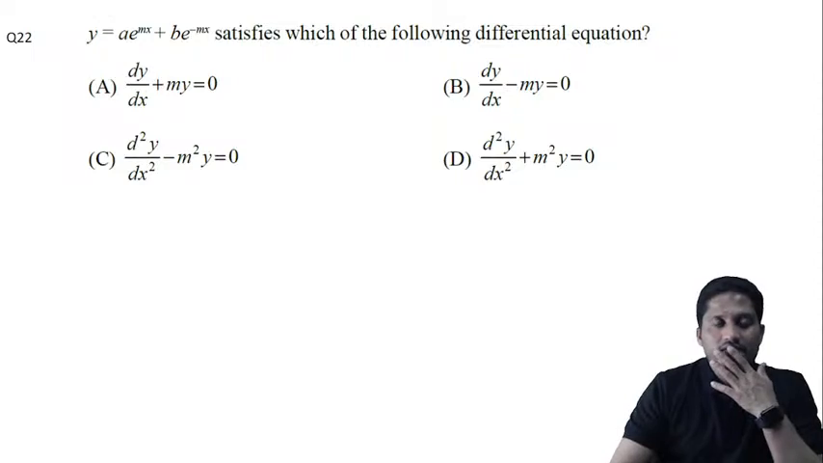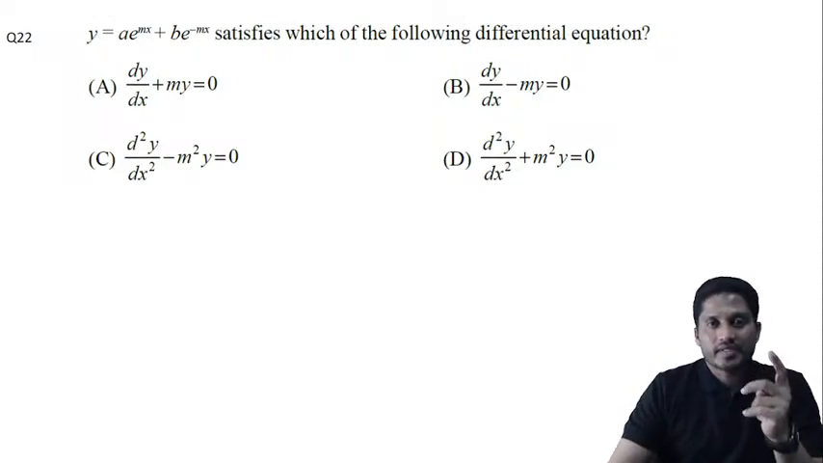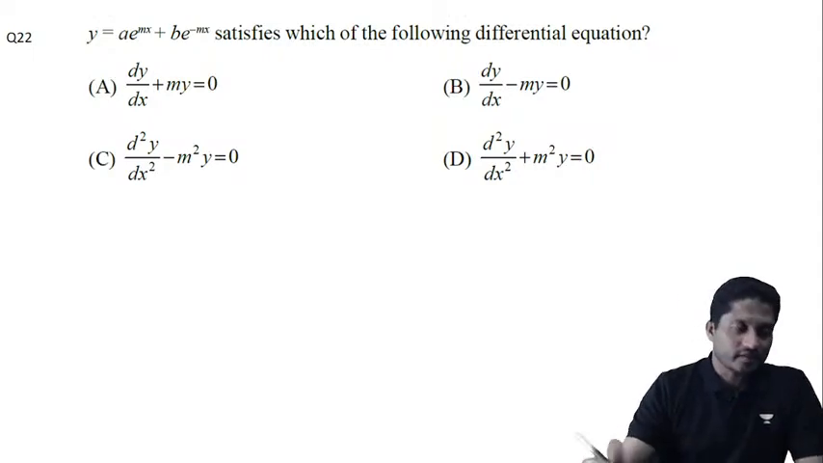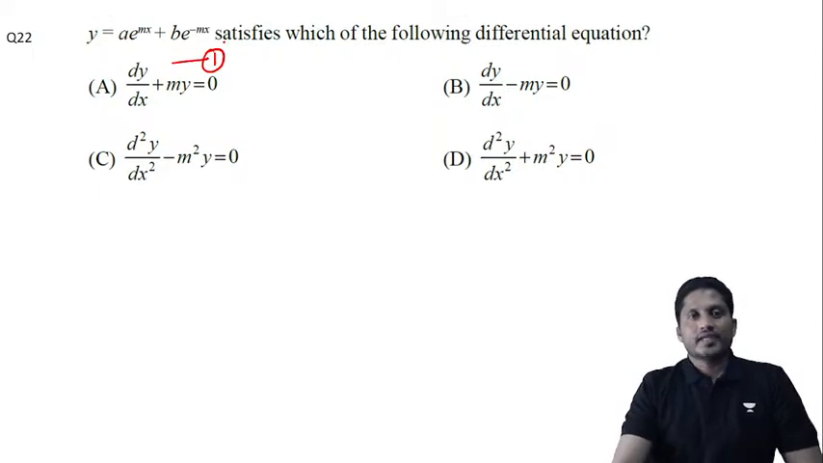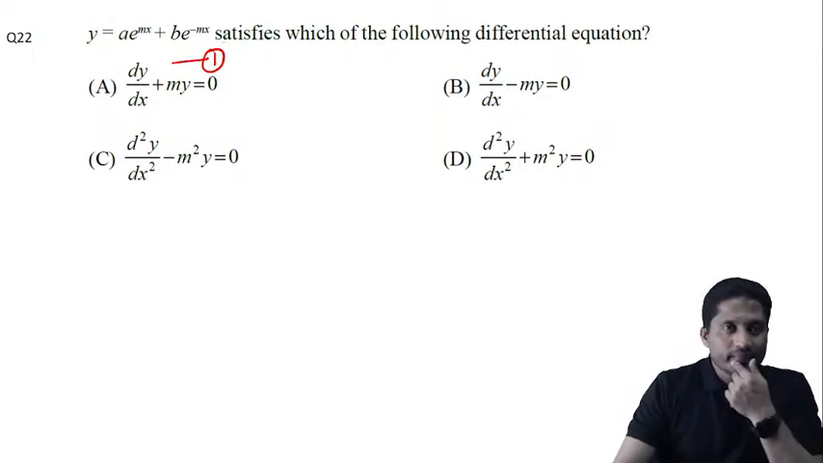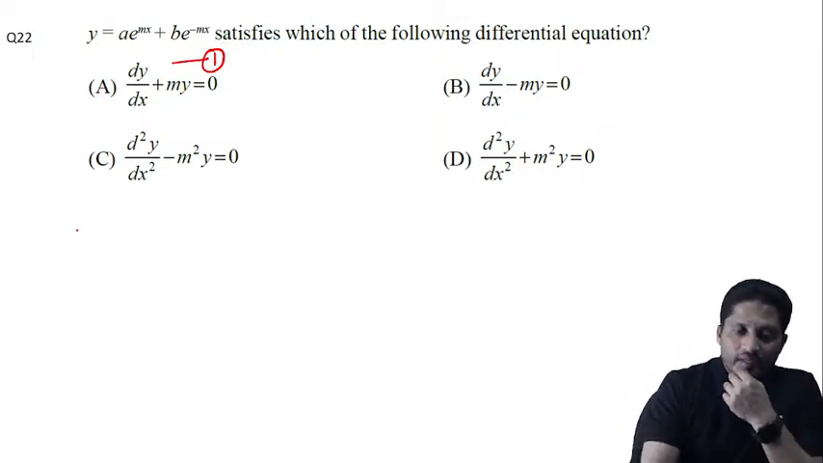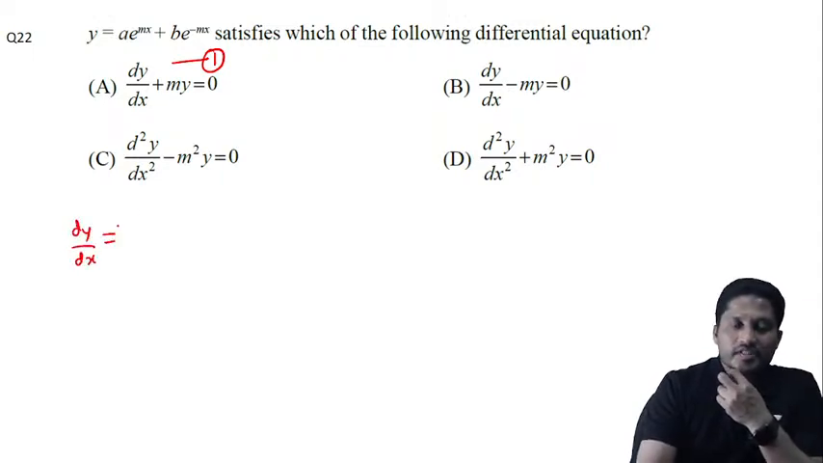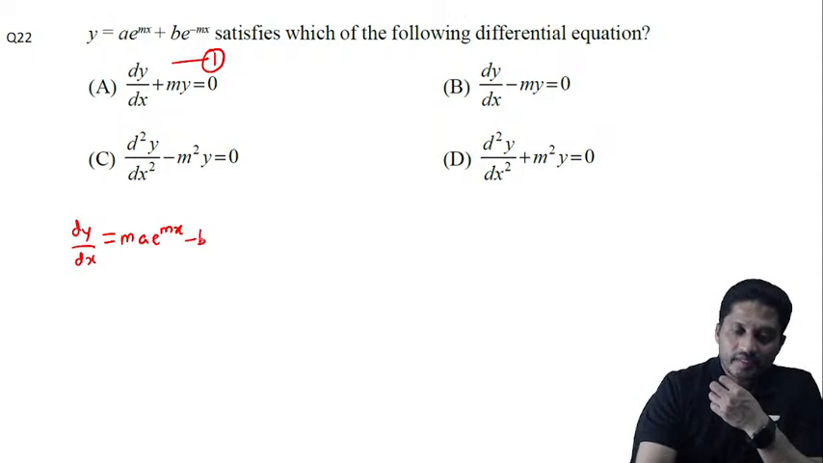Question number 22. Y is equal to a e power mx plus b e power minus mx satisfies the following differential equation. Let's call it equation 1. There are two constants, a and b, and e power mx, no? Okay. Let me check which differential equation will satisfy. Differentiation of e power mx is m e power mx. E power minus mx gives minus b m into e power minus mx.